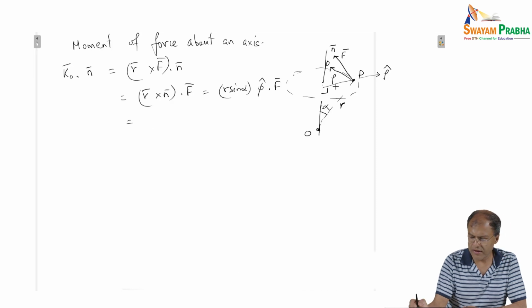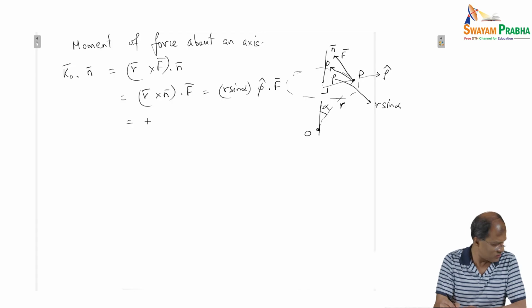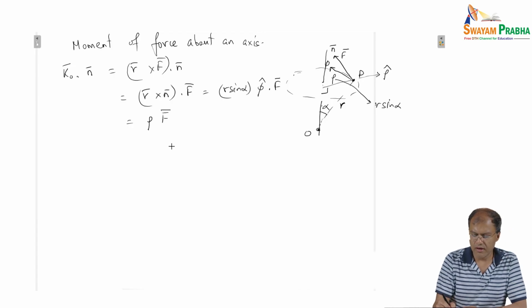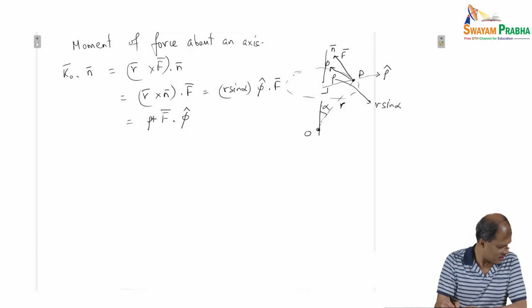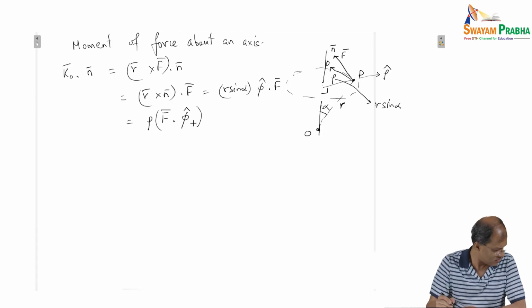So R sine alpha in this diagram is the perpendicular. So it all depends how we draw the diagram. In this case, this is R sine alpha. So this is going to be rho times F dot with phi hat, right? So that is the value of this couple, the magnitude.